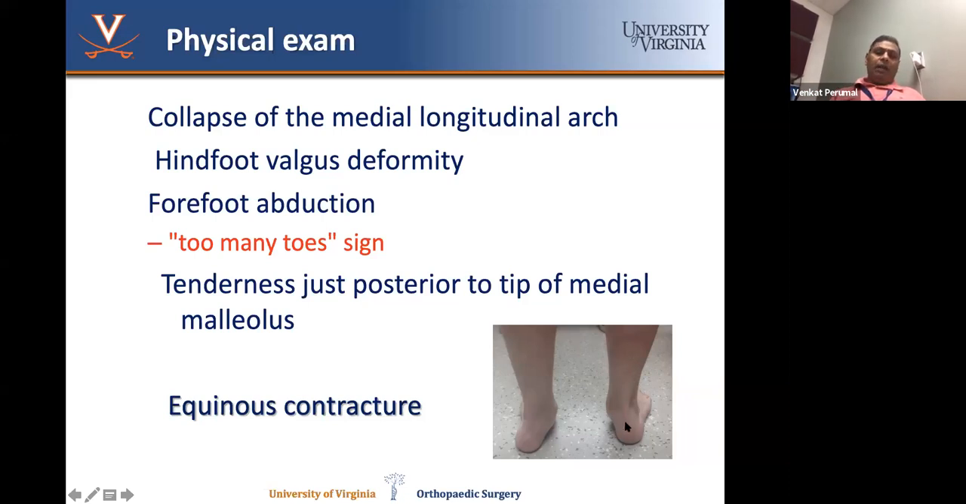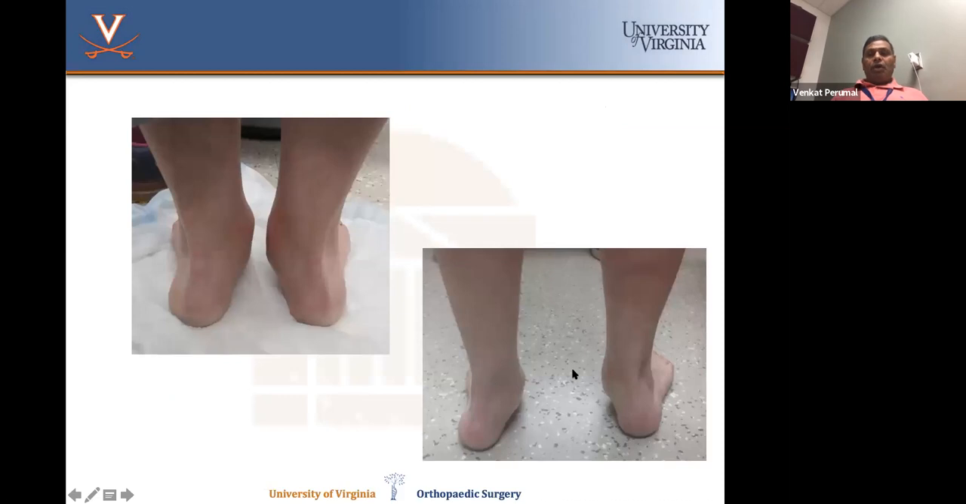Often with this valgus foot, there is an equinus contracture or contracture of the Achilles tendon. That's because the heel goes into valgus, and then the long axis of the Achilles tendon contracts. This is a closer picture of the hindfoot valgus. This foot is in gross valgus deformity. You can see the too many toes sign, showing the valgus of the heel as well as abduction of the foot, so that most of the toes are seen from behind. Usually, we don't see more than one toe. Here you can see almost all four toes on the lateral aspect.